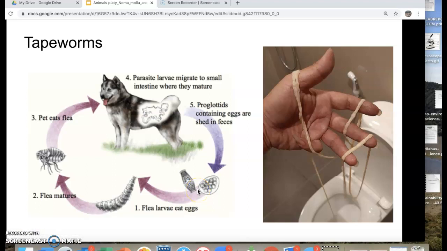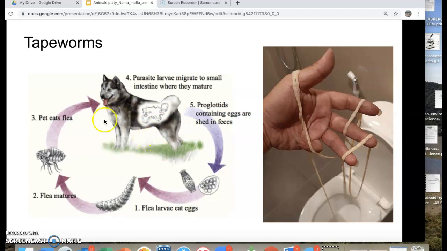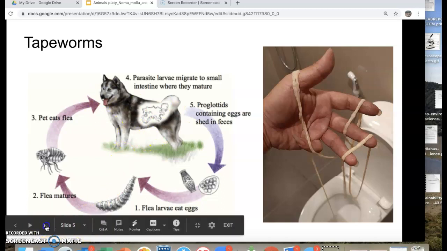settle in the fleas, and as the fleas mature, basically the dog that has fleas ends up with tapeworms.